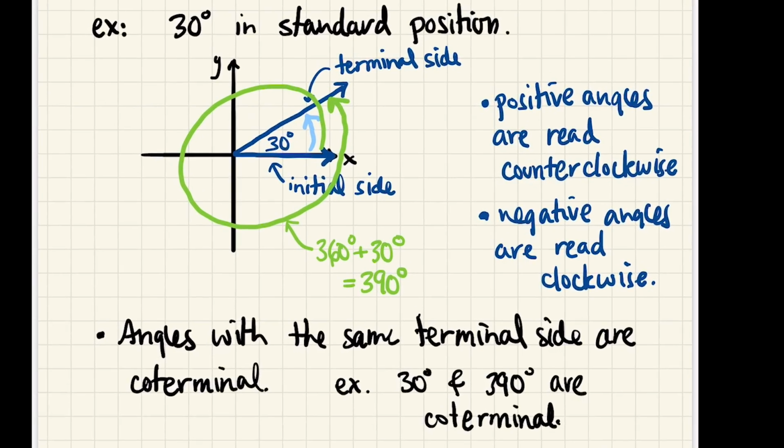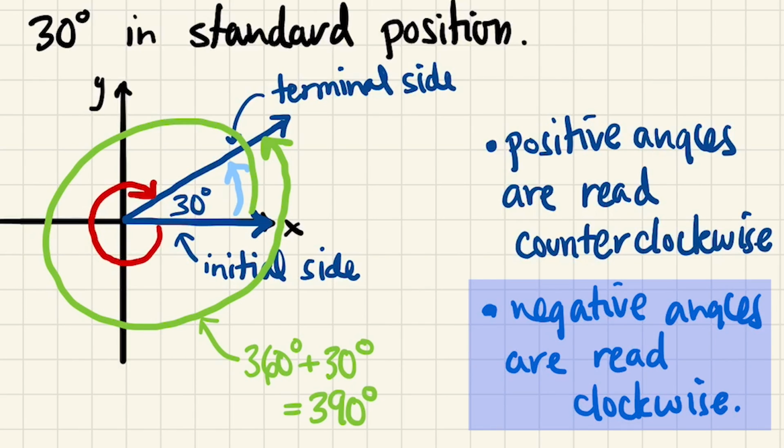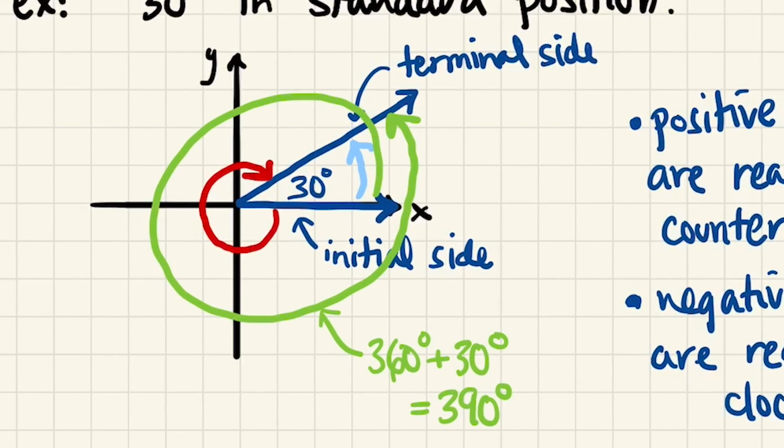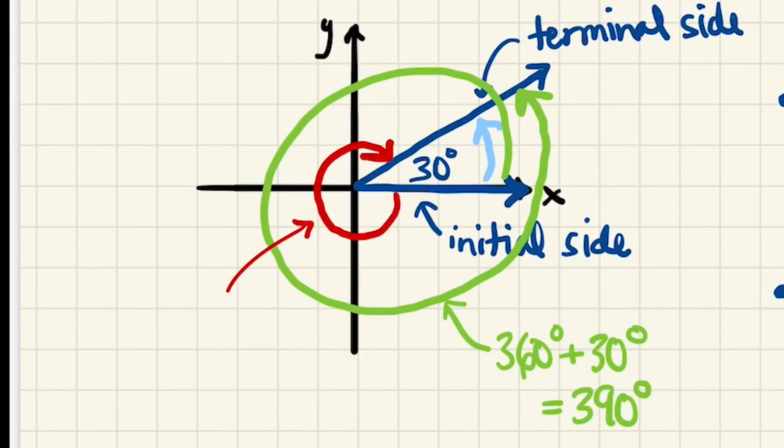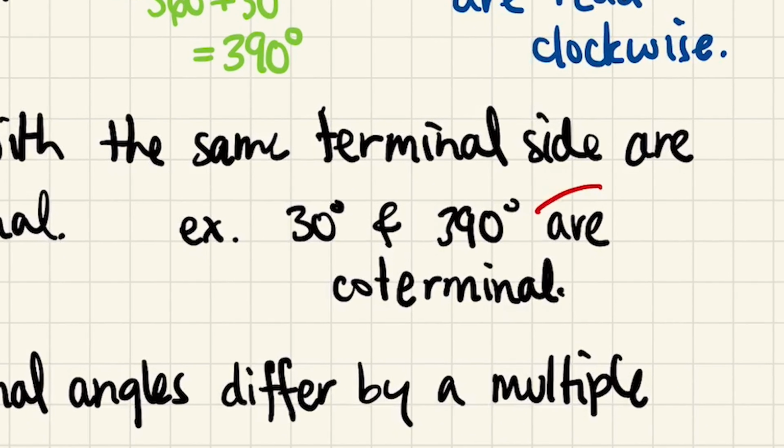Okay, and for that matter, we could have this negative angle right here. So this is negative because it's reading clockwise from the initial side. And that particular angle would be like 30 degrees minus 360. So that would be negative 330 degrees. And negative 330 degrees is also coterminal. It's part of this family.